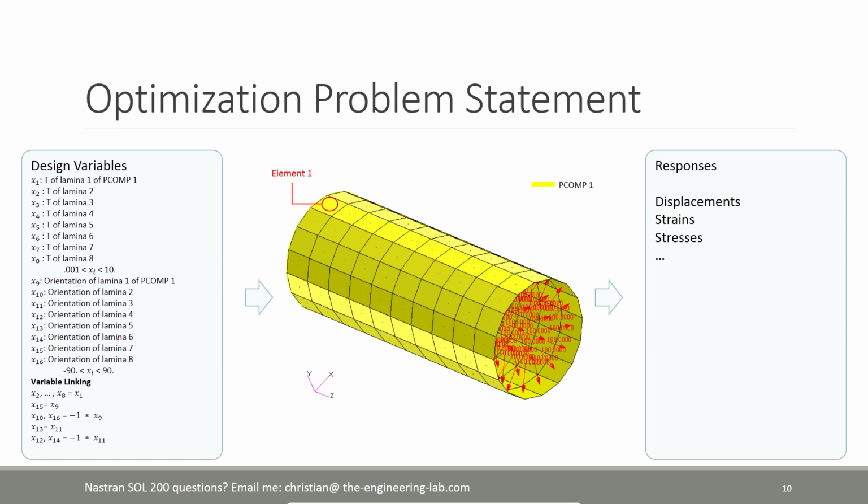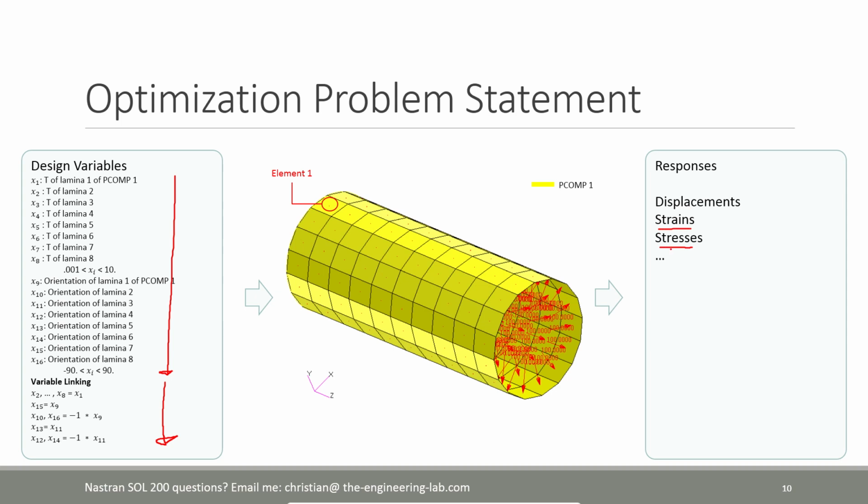This is a quick snapshot regarding the optimization problem statement. We just had a discussion regarding all the design variables, and a brief discussion regarding the design variable links. Now, your finite element model is going to produce what are called responses. It's going to produce a lot of displacements for the nodes. Each element is going to produce its own set of strains and stresses, and the list is quite long.